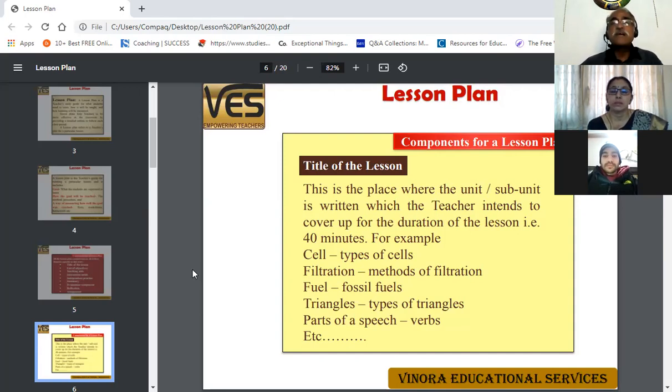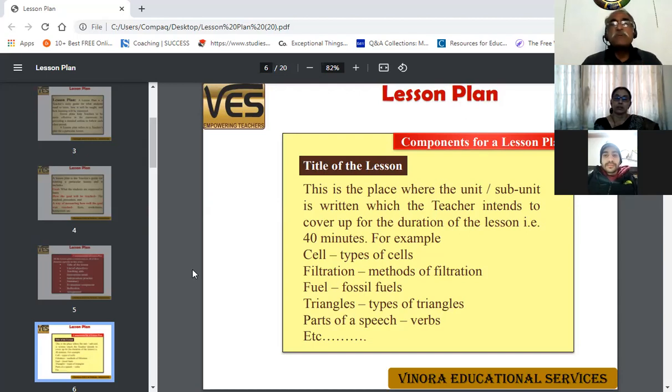Or say for example in the chemistry, we will be studying methods of filtration. In geography, social studies, we can study fuels. So what are the fossil fuels? Different type of fuels are there, but today we will be studying about what are the fossil fuels, how they are made, how they are utilized, whether they are exhaustible, inexhaustible, a number of things associated only with the particular topic.